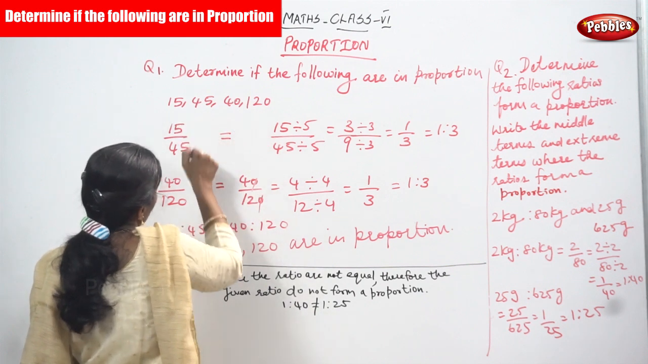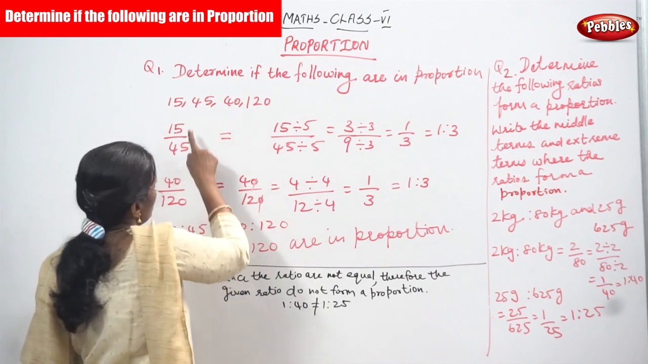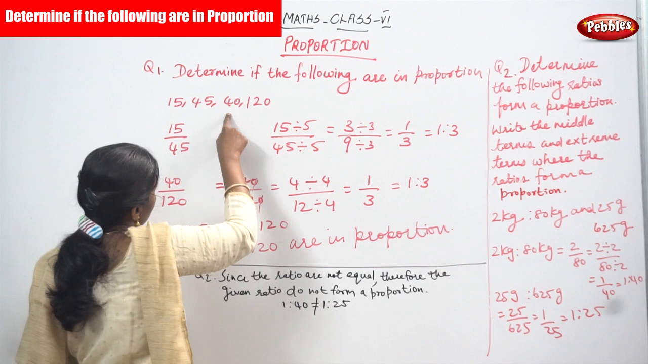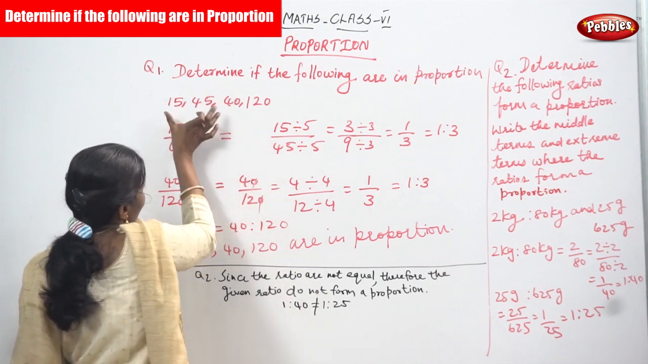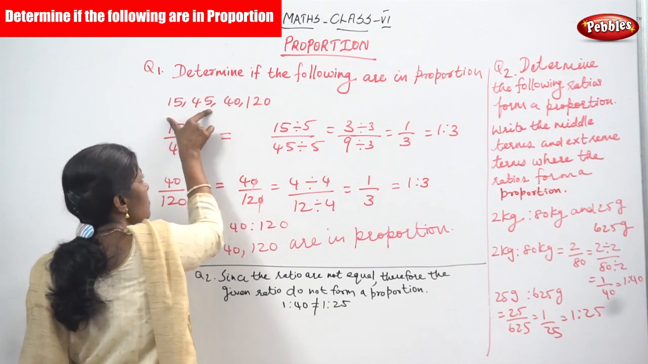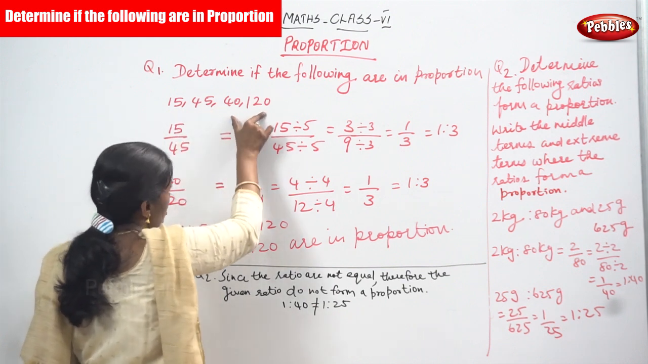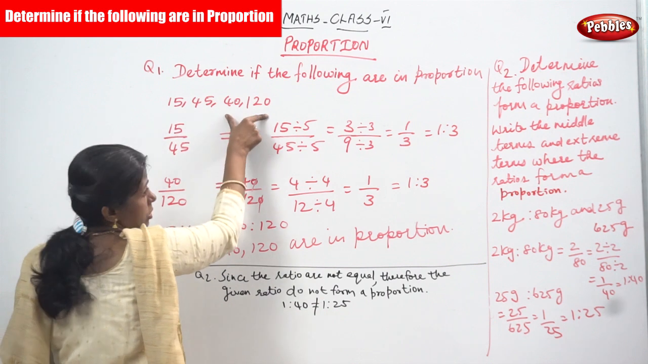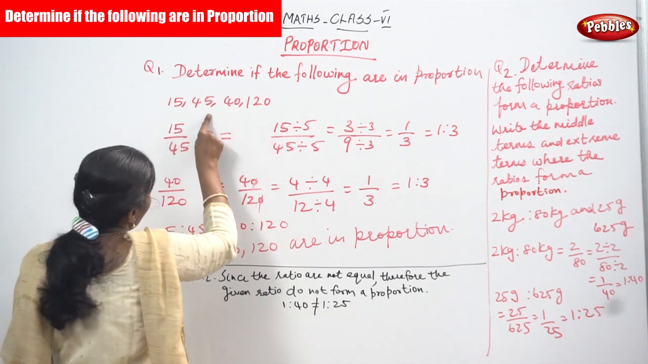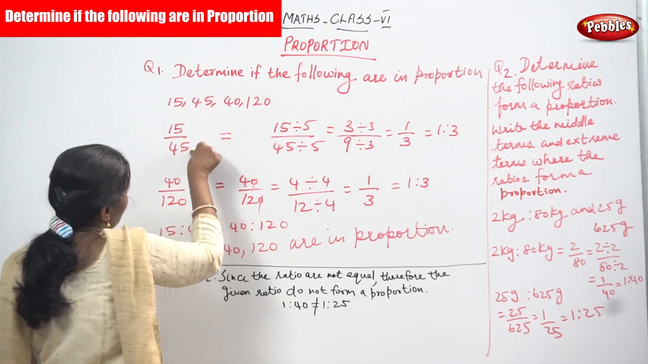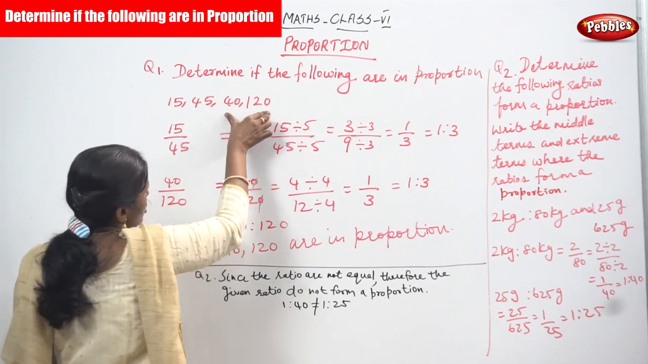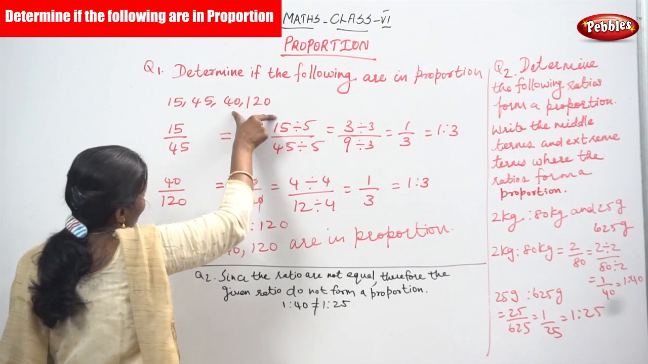So the first two quantities you have to make into a fraction. So 15 divided by 45, and the last two as well. This 15 and 45 is one pair, and 40 and 20 is not a term, it is another pair. So 15 comma 45, you take 15 and 45 as a pair. 15 divided by 45, and 40 comma 120, so 40 divided by 120 is another pair.